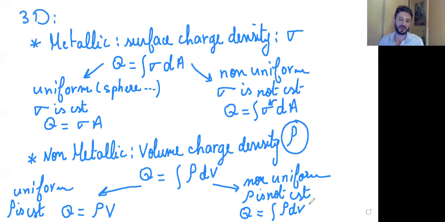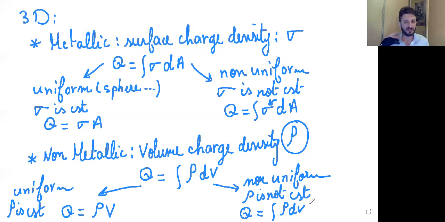But about uniform and non-uniform, it depends on the value of rho. If we have a uniform distribution, we have a constant value of rho. In this case, Q equals rho V. If rho is not constant, we have a non-uniform distribution. We use Q equals the integral of rho dV.